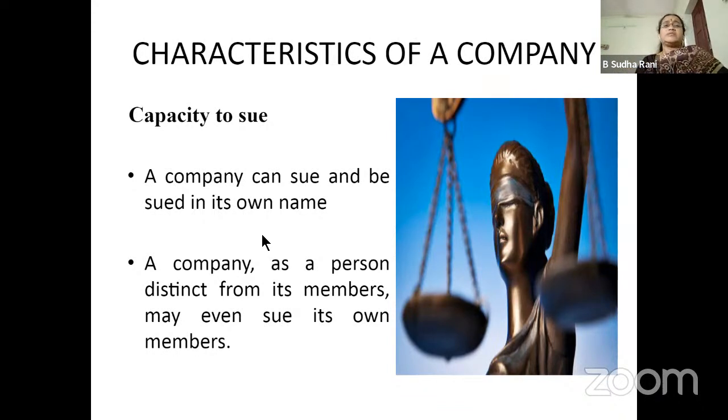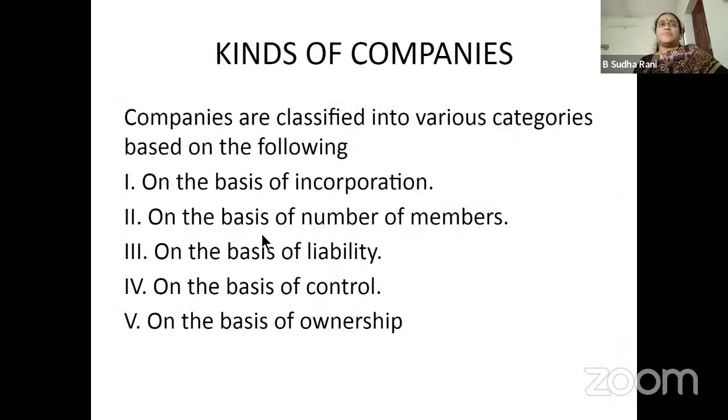After this, let us see the types of joint stock companies. Companies are basically classified into 5 types. Under each classification, you will find some other types of companies. The classification is on the basis of incorporation, number of members, liability, control, and ownership.